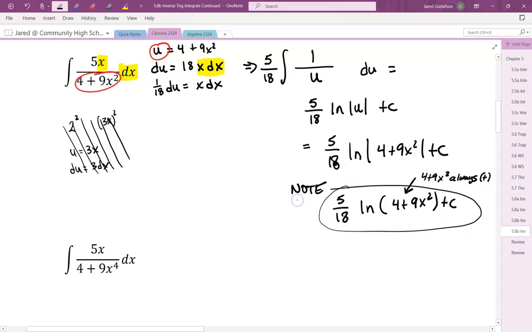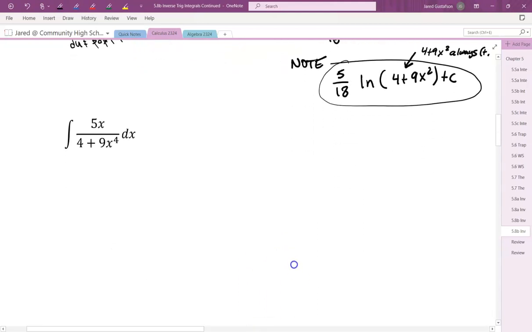I just wanted to put a note there because sometimes if you're checking your answer, you might not see the absolute values and you might think, why didn't we have to write it that time? Normally it's because the thing inside the natural log can't be negative if you didn't have the absolute values. Anyways, moving on.